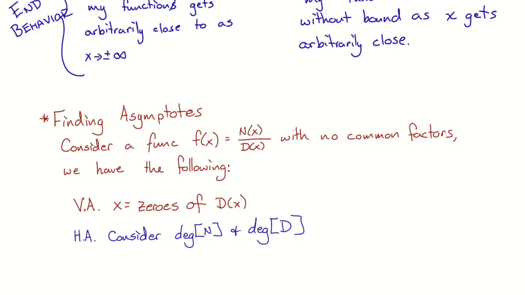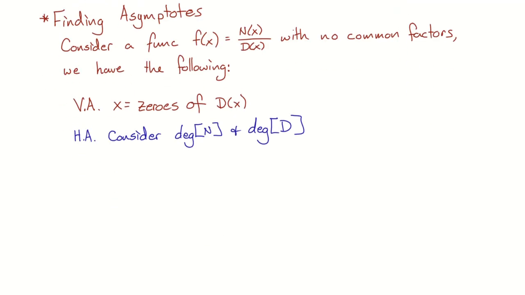Now, there's no particular order that I'm doing these in. What do you want me to do for the first one? The degree of n, is it greater than d, equal to d, or less than d? So if the numerator is bigger, the degree of the numerator is bigger.